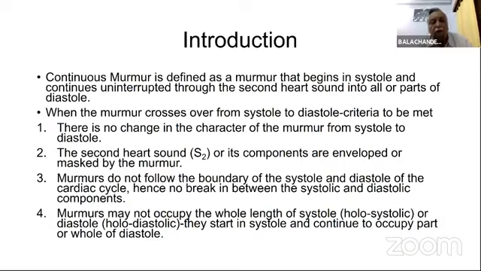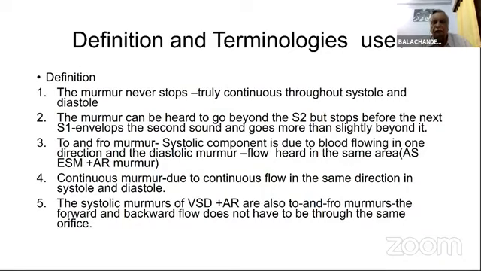Now, the murmurs may not occupy the holosystolic. It may start a little later in systole, and it will not occupy the whole diastole. So it is not a holosystolic and a holodiastolic murmur. They will start in systole and they will go on to part or whole of diastole. Next slide. So some of these terminologies are the same.